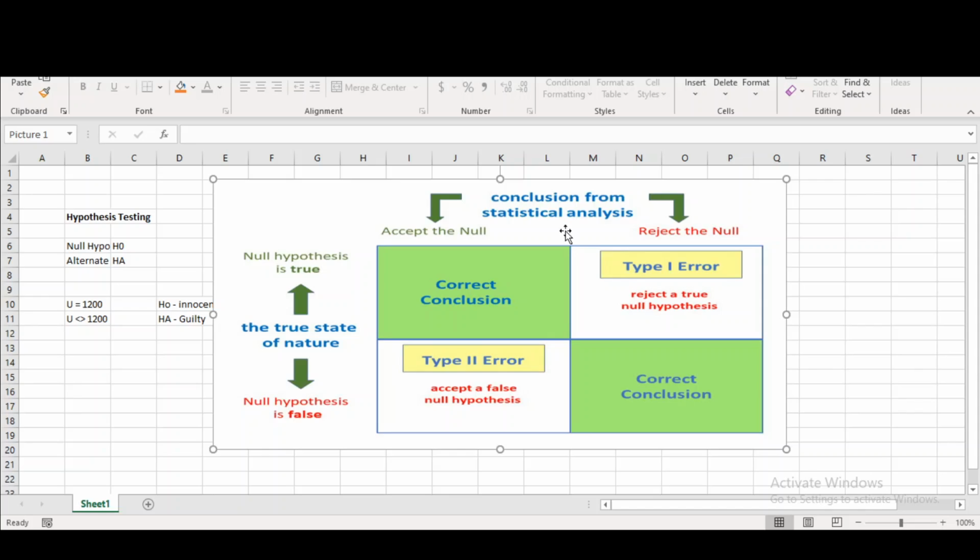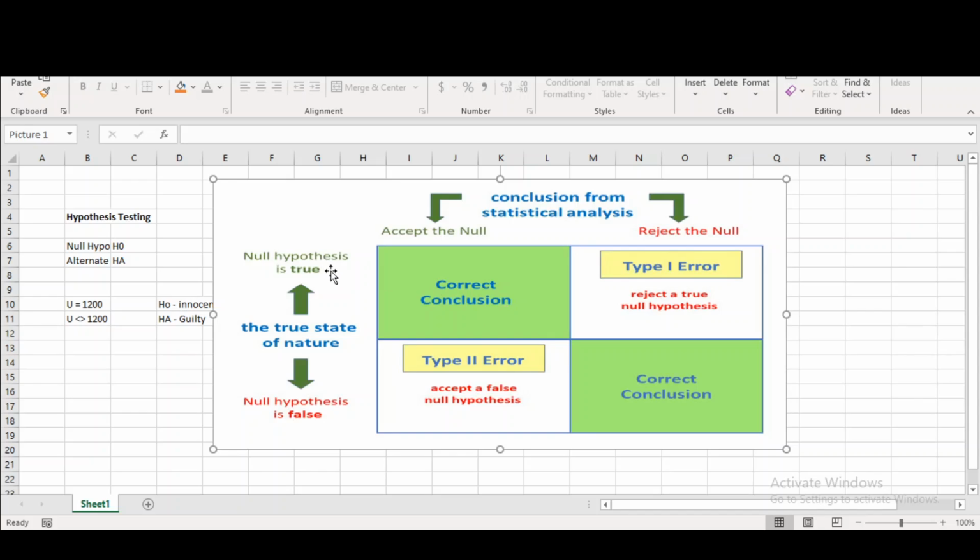For a person paying a loan, in my true condition he pays the loan, and with my statistical analysis or hypothesis testing, it comes out that he will pay the loan. That means we are accepting the null hypothesis, so that is my correct conclusion. There is no error in that.